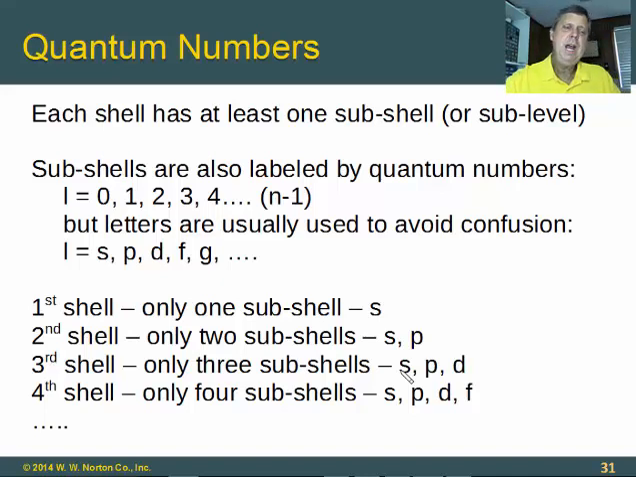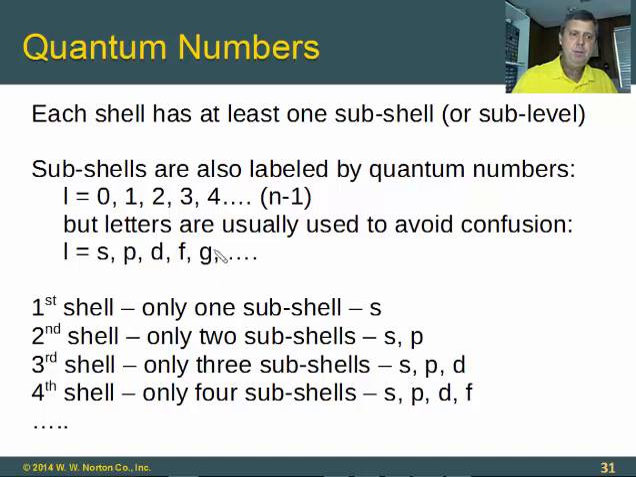Anyway, I think a quick and dirty way to remember this, and this will help you when we get to the periodic table, is that the first shell basically only has one subshell. The second shell has 2 subshells. The third has 3, the fourth has 4, and so on. Fifth has 5, sixth has 6. So that makes it nice and easy.